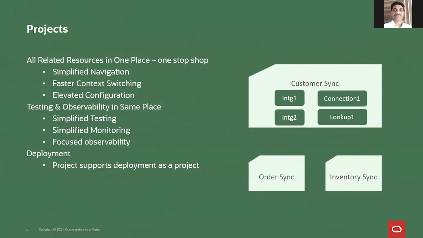Okay, projects. This is one of the beautiful features available as part of Oracle Integration 3. As you can see on the screen here, all the related resources are in one place, a one-stop shop. What does it mean? What are the resources we have as part of Oracle Integration? We have integrations, connections, lookups, and JavaScript libraries. So all the related integrations or all the related artifacts, you can manage under projects itself.